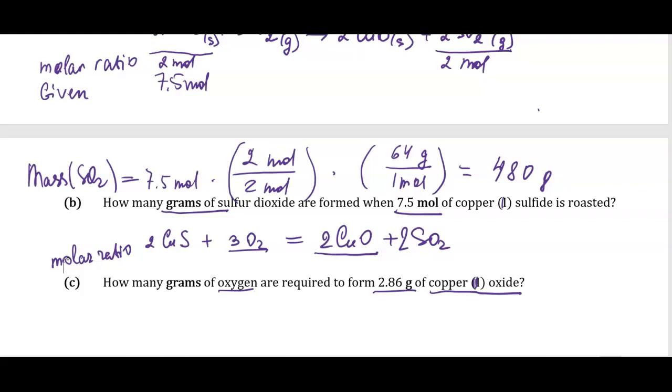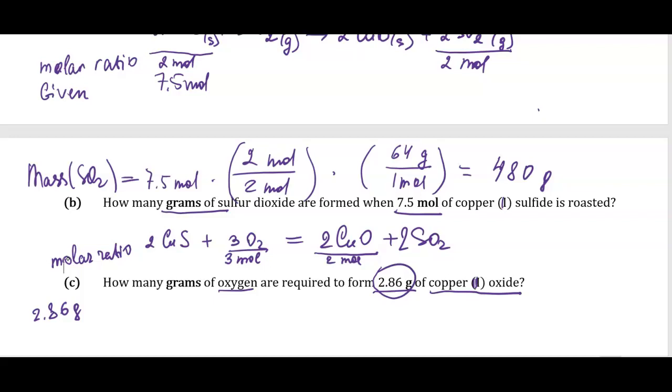So for oxygen, the molar ratio is 3 moles because the coefficient in front of oxygen is 3, and 2 moles here. So the molar ratio is 3 moles to 2 moles, right? But we have 2.86 grams of copper 2 oxide. We do not have any amount of moles, but we need it to understand how many moles of oxygen we need. We need to calculate how many moles of copper 2 oxide are in this mass, right? So we start with this mass, 2.86 grams of copper 2 oxide.